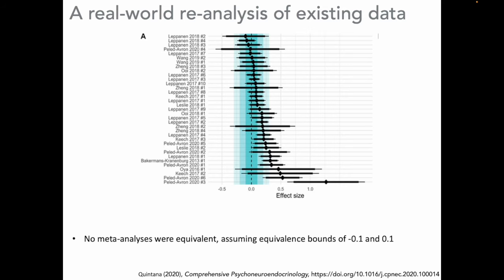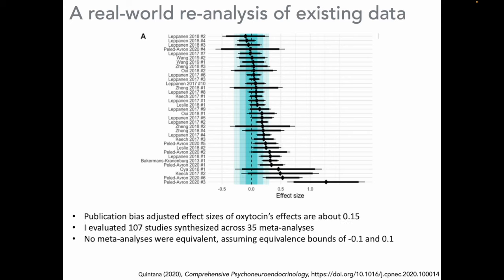So I went back and evaluated a bunch of studies. This was 107 studies, which were synthesized across 35 meta-analyses. And I set a range of equivalence bounds. I didn't really pre-specify this, so I actually demonstrated, can't see it very clearly here on the slide, but I think it's 0.1, 0.2, and 0.3, I believe. And you can see what happens when we actually reanalyze all these results. So, considering that at least the publication bias adjusted effect size for oxytocin's effects are around 0.5, I did these equivalence bounds, and no meta-analyses were actually equivalent. So assuming equivalence bounds of 0.1, no meta-analyses were equivalent. But once you actually stretch out the equivalence bounds to 0.2, which is kind of in between this sort of realistic effect size, then some of these meta-analyses were equivalent.